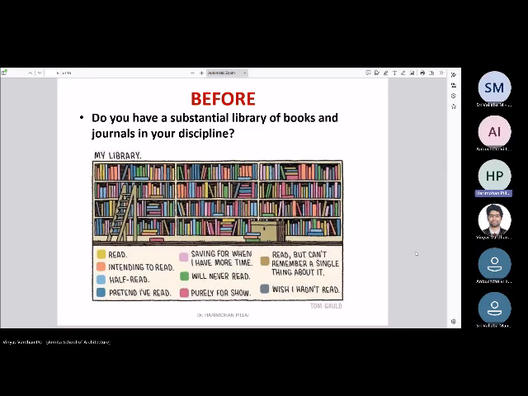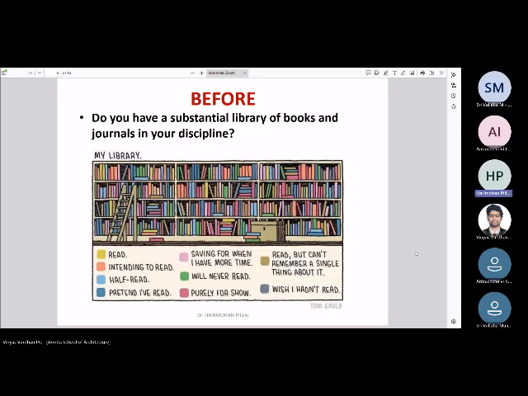Do you have a substantial library of books and journals in your discipline? This is something which you can ask yourself. Somebody who does research work should have a personal collection of books related to his research work. If you don't have, you better start getting it. Some books may be very expensive, but today you can get digital copies free online. So you must have a good collection of books, as a book or as digital media, on the topic in which you are planning to do your research.